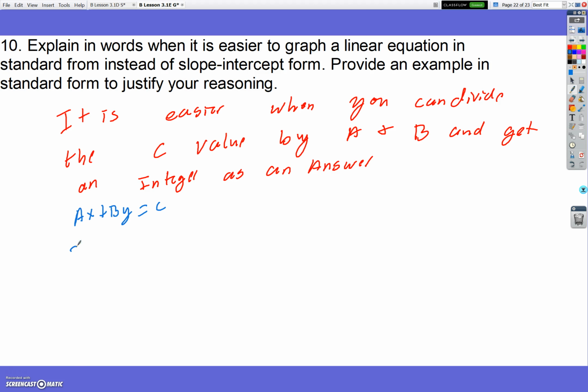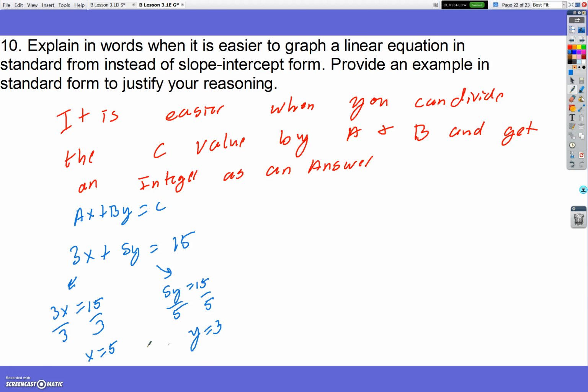An example of this would be 3x plus 5y is equal to 15. If you were to solve this, you would have the two equations, 3x equals 15, where you would divide both sides by 3 to get x equals 5. And the other way is when you would have 5y equals 15, you divide both sides by 5 to get y equals 3. That is how you get the two equations.